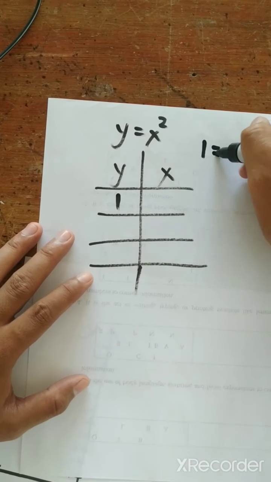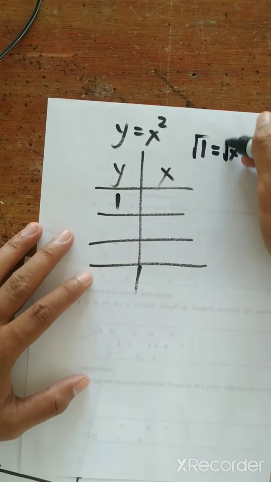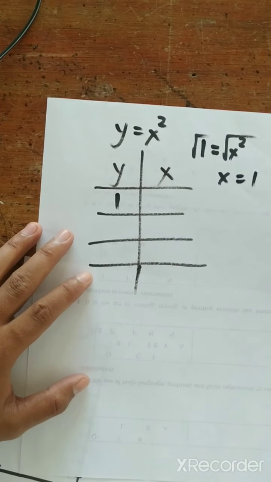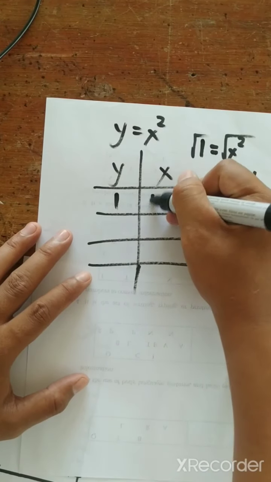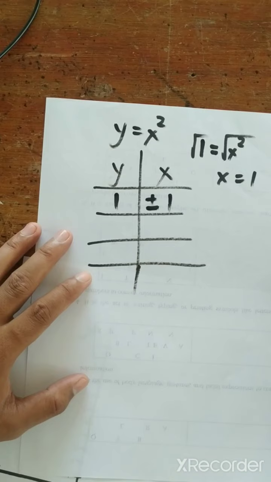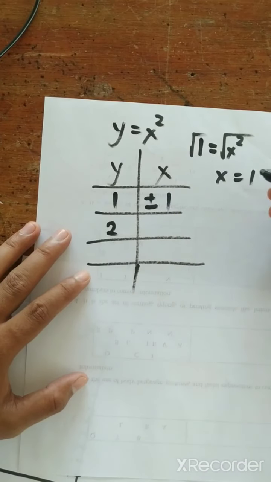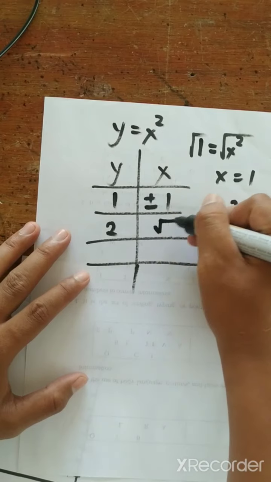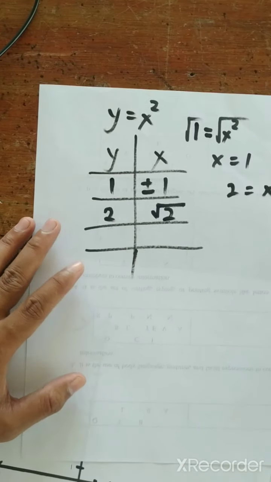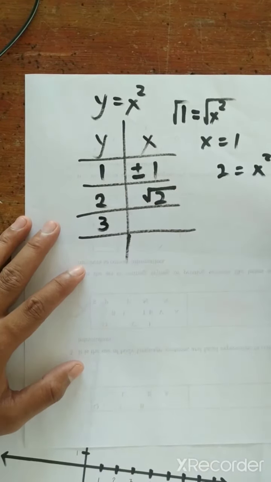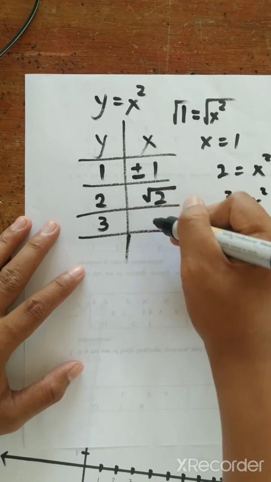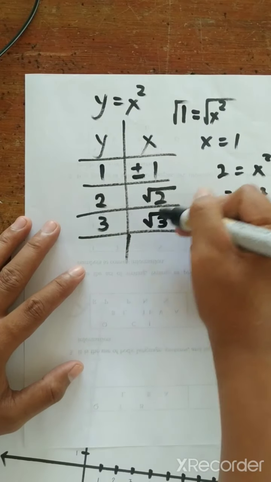Let's say 1 equals x squared. Taking the square root of both sides, it will also be 1. So it will be plus and minus 1 because it's a square root. Next, how about if my y is 2? Of course, 2 equals x squared. It will be the square root of 2. So that one is an irrational number. How about 3? When it is 3, it will be the square root of 3.